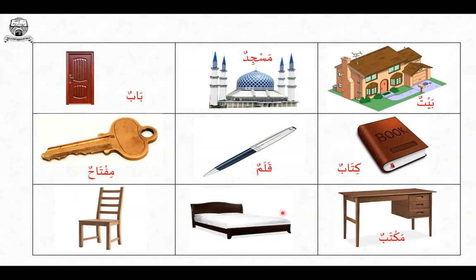أهذا مكتب؟ لا. هذا سرير. سرير. See that? ما هذا؟ هذا كرسي.